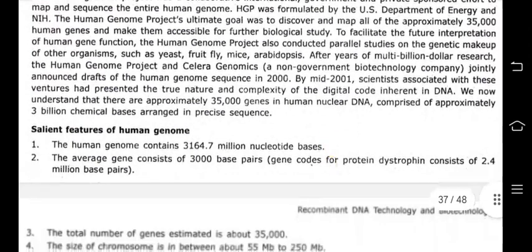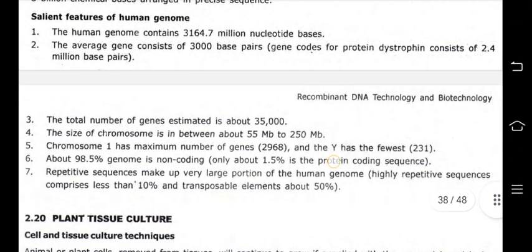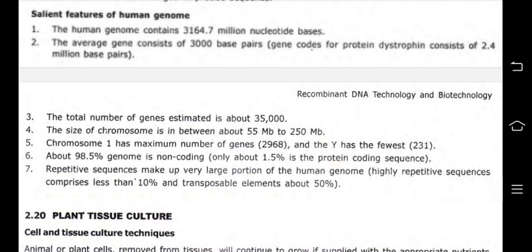Salient features of the human genome. The human genome contains 3164.7 million nucleotide bases. The average gene consists of 3000 base pairs. The gene that codes for the protein dystrophin consists of 2.4 million base pairs. The total number of genes is estimated to be about 35,000. The size of chromosomes is between about 55 MB and 250 MB. Chromosome 1 has the maximum number of genes and Y has the fewest.